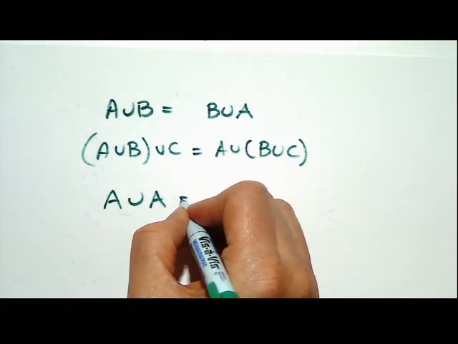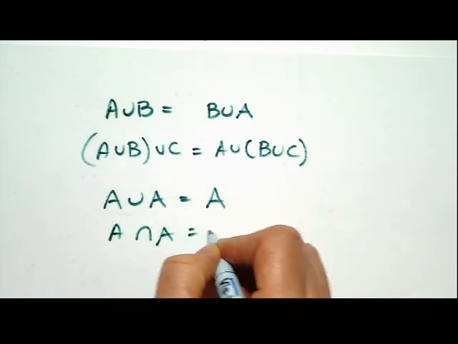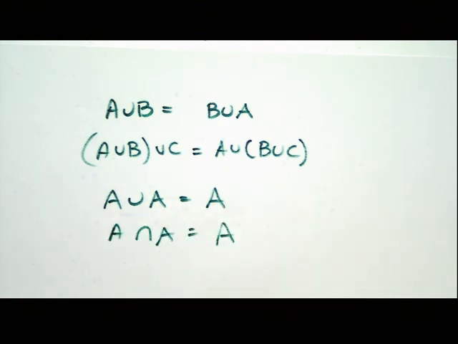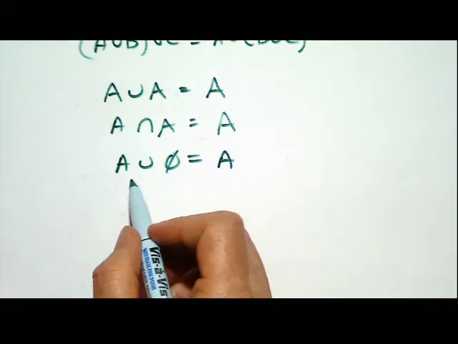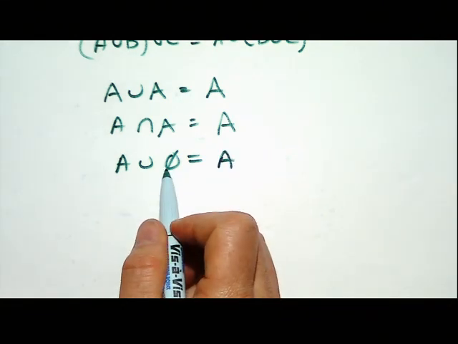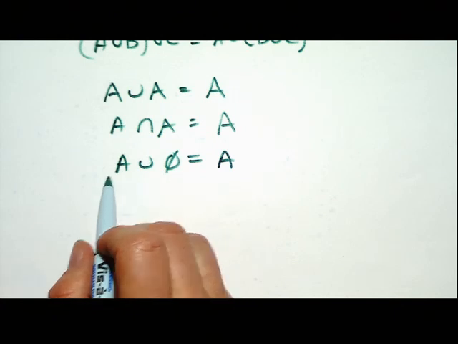A union A is equal to A. A intersect A is equal to A. Easy stuff. A union the empty set is what? It's just A, because union, by definition, says all the elements that are either in A or in the second set, but the second set doesn't have any elements. So all the elements had to come from A.